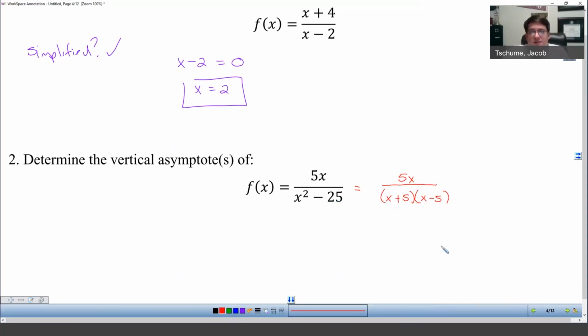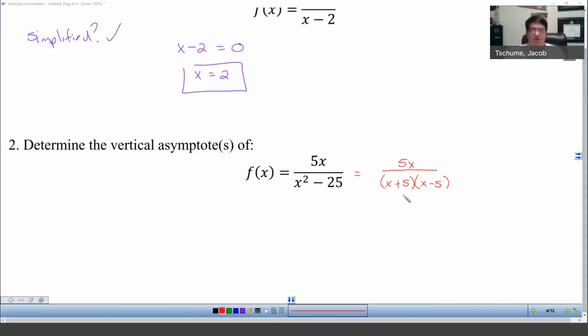Now, even though this does factor, and I showed you that on the screen, you notice there's still nothing in common. There's nothing on top and bottom that can be canceled in like terms. So what that means now is, even though it doesn't simplify, you still need to set the bottom of this fraction, x plus 5 times x minus 5, equal to 0.